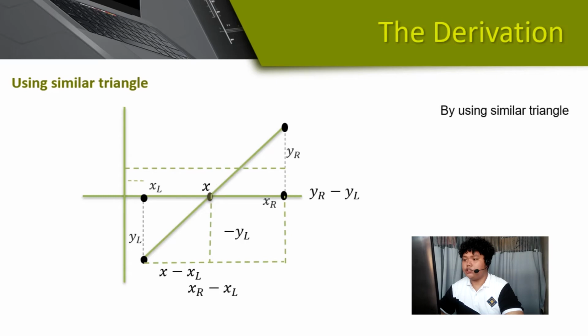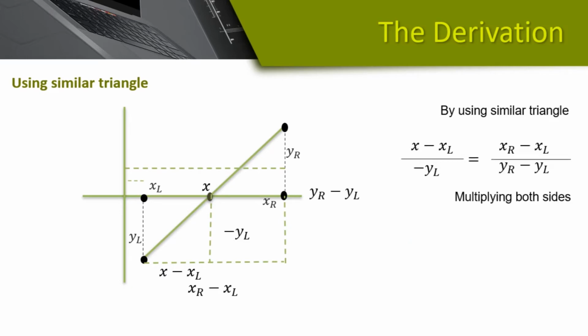By using similar triangles, we take the base of our smaller triangle in ratio with the height of our smaller triangle, equal to the base of our bigger triangle in ratio with the height of our bigger triangle. Multiplying both sides, we will have an equation for x. x equals xl plus the quantity xr minus xl, multiplied by the function of xl, or yl, all over yl minus yr.